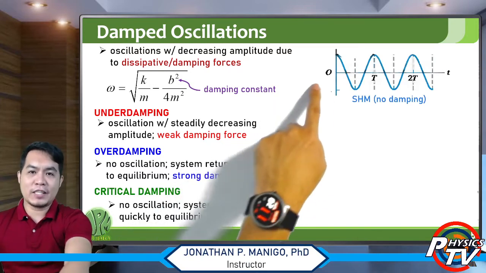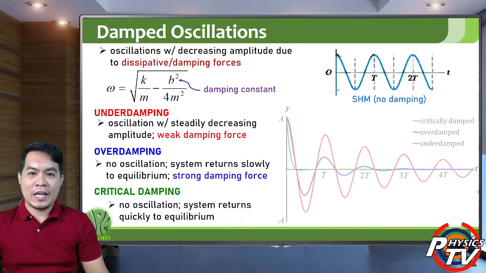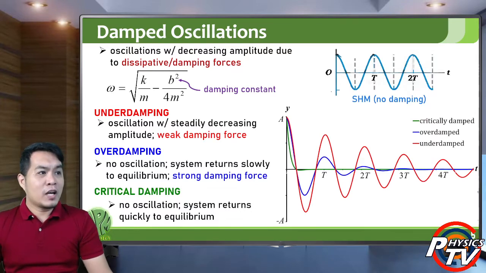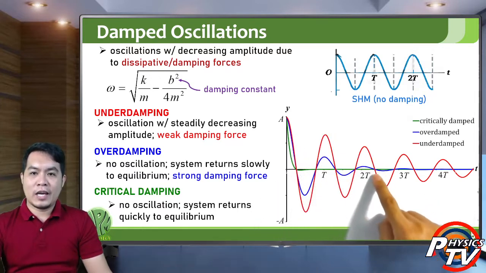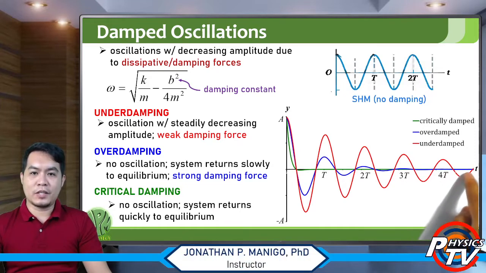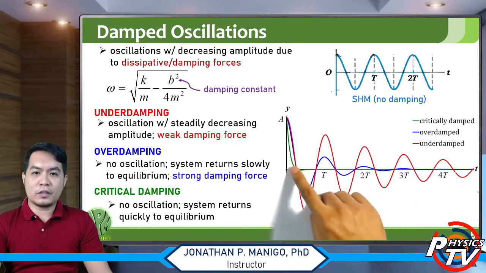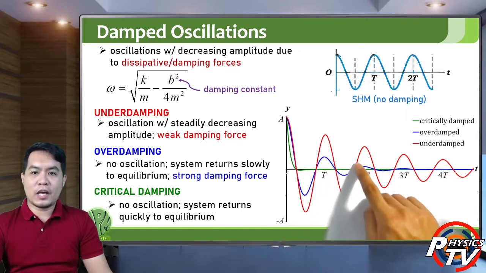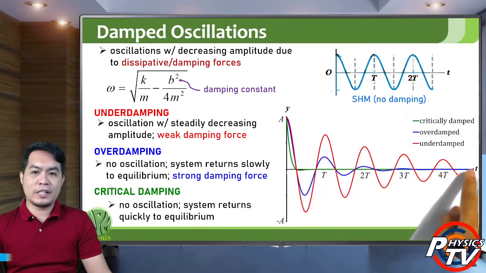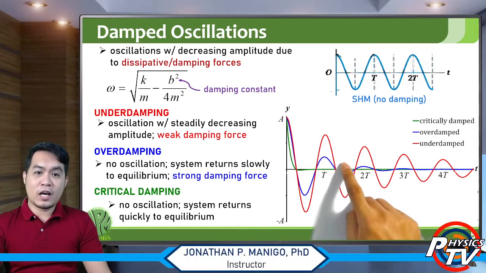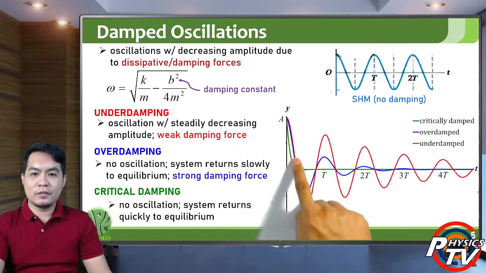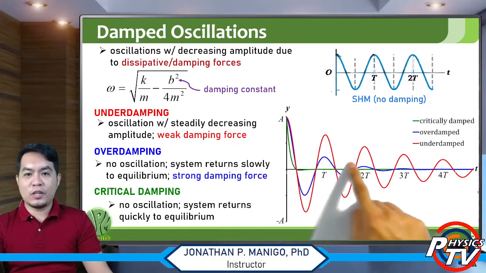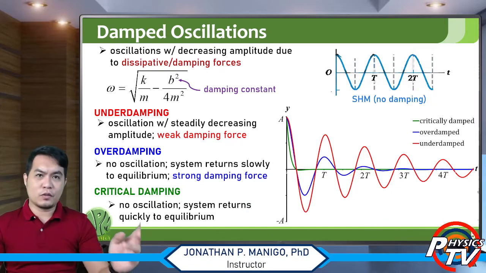Again, this is simple harmonic motion with no damping, and these are scenarios of damped oscillation. The red curve that you see is an underdamped oscillation. The blue one, you will notice there's no oscillation, but the system slowly returns to equilibrium. In critical damping, the green curve, the system quickly returns to equilibrium, so no oscillation at all.